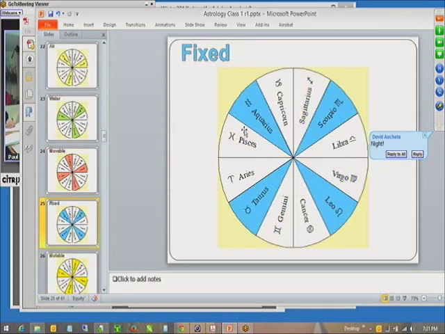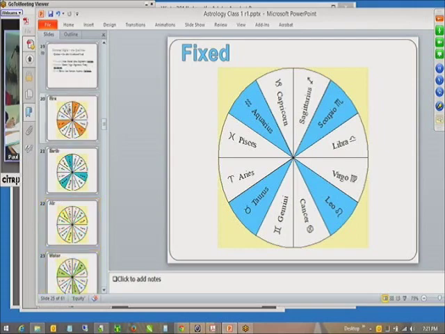Same thing with the fixed signs. If you've got a planet in Aquarius and a planet in Taurus near the same degree of that sign, then they are going to be square each other. If it's Taurus and Scorpio, it's an opposition. Okay, then the triplicities here are: fire, air, earth, and water.